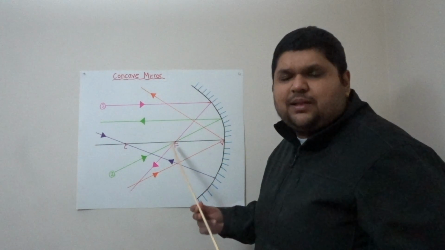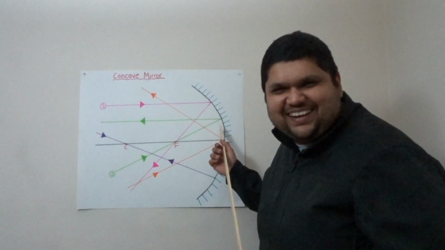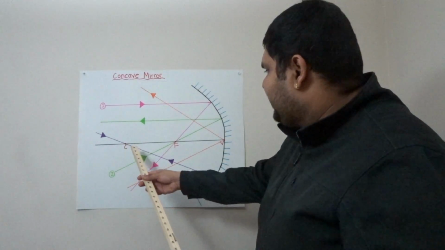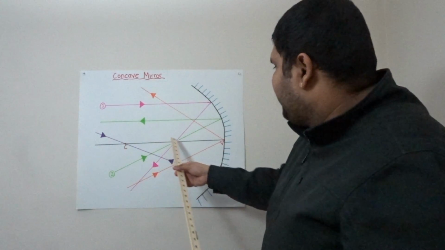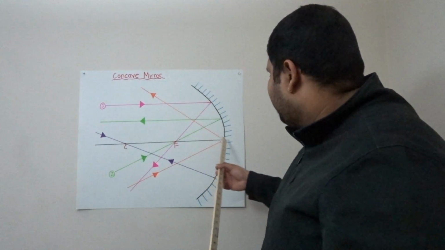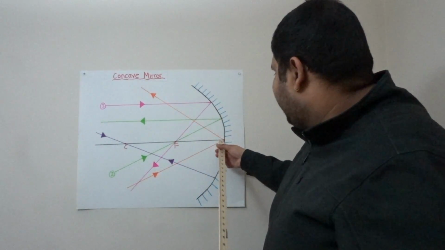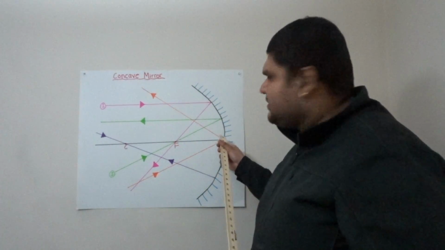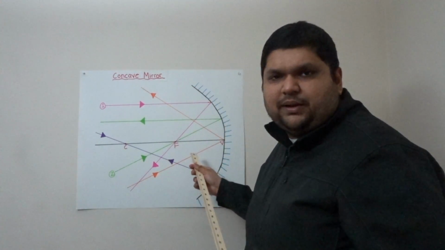Focus is the exact middle point between the center of curvature and the vertex. So this is known as the center of curvature, the middle point between the center of curvature and the vertex is the focus, and here at the end we call it the vertex. Vertex is the middle point of the entire curved mirror.